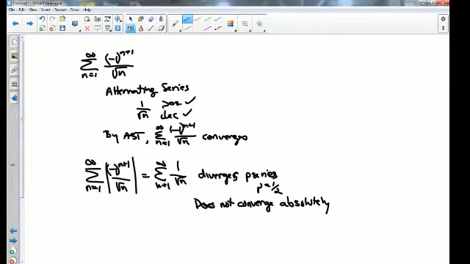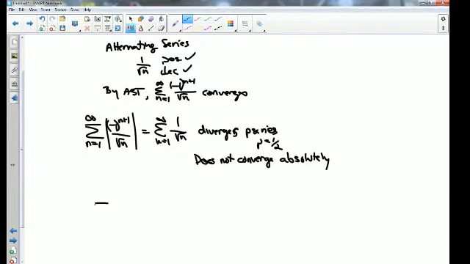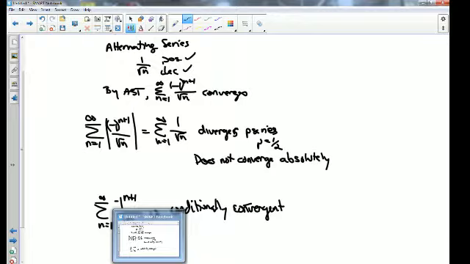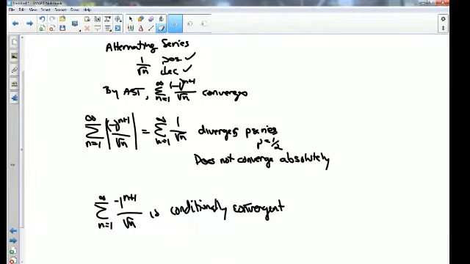Okay, so we would call this series right here what we would call conditionally convergent. Okay. So it doesn't converge absolutely, but it does converge. We call that conditional convergence. Okay. That's the question. That's what you're asking for.